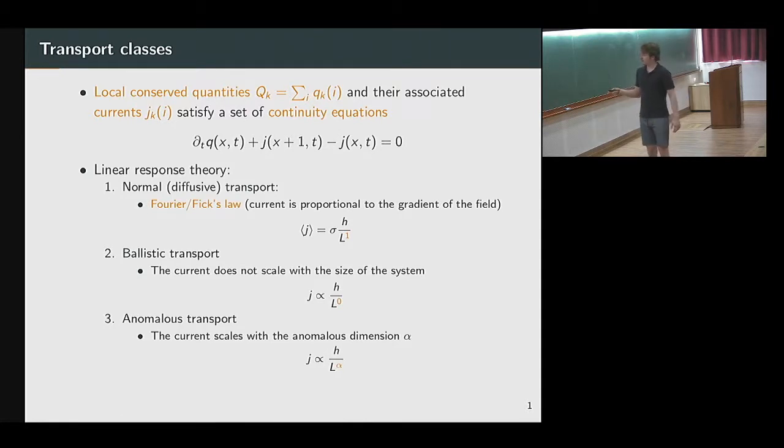Finally, we can have some anomalous behavior. The current will not scale as 1 over the system size, but rather with some non-trivial exponent. In particular, this is connected to superdiffusion. Such behavior, for those who know it, occurs in the KPZ equation. So, the anomalous behavior.